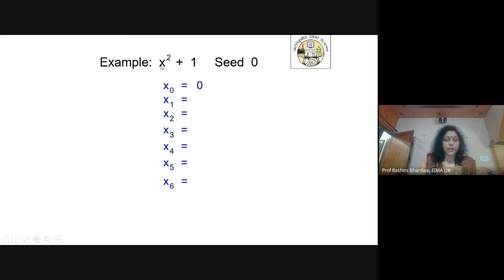X0 is 0, X1 is 1, X2 is 2, X3 is 5, X4 is 26. When you are squaring 26, it comes to be 677. And when you are squaring 677, it comes to be 4,58,330. So this means if anyone asks what its behavior should be, of course it tends to infinity.